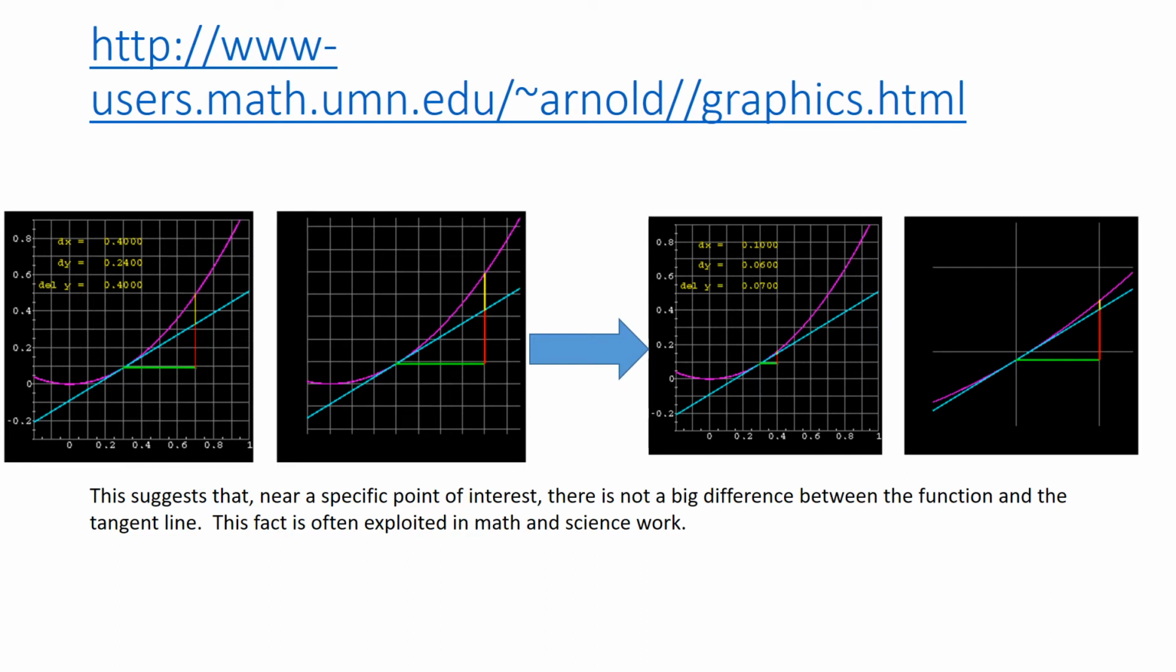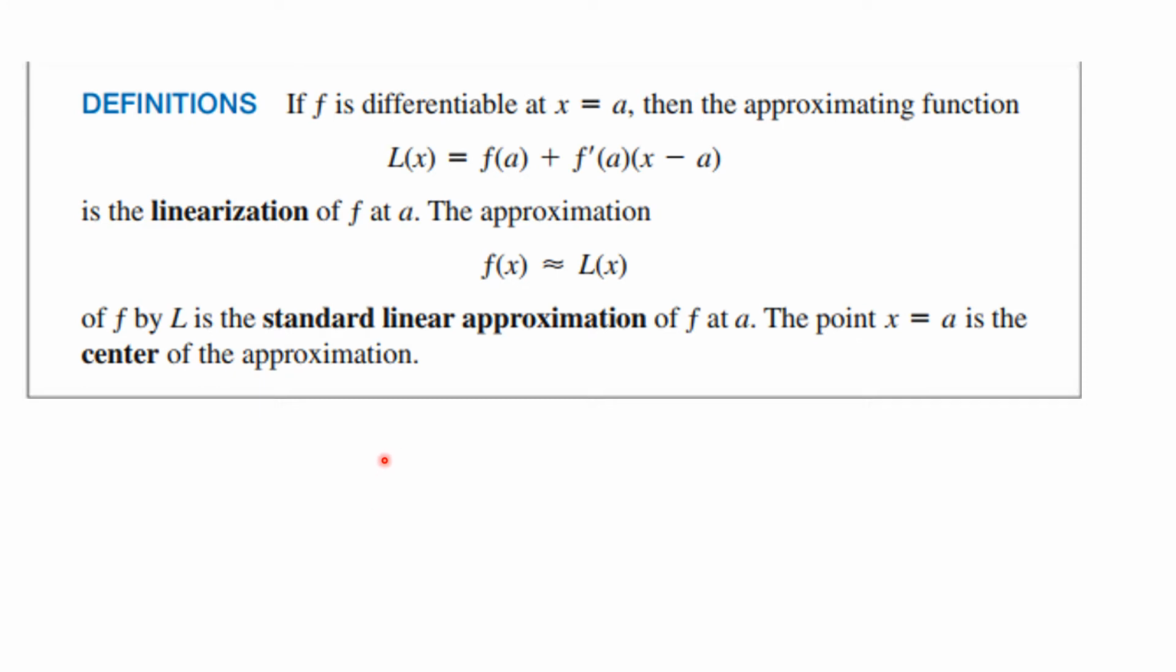This fact is often exploited in math and science work and motivates the following definition. If f is differentiable at x equal a, then this line L of x equals f at a, the point of interest, plus f prime at a times x minus a. This is the point slope form of the equation for the line. It's called the linearization of f at a. And they're close to each other. This means approximately equal to. f of x is approximated by L of x. And so that is the standard linear approximation.